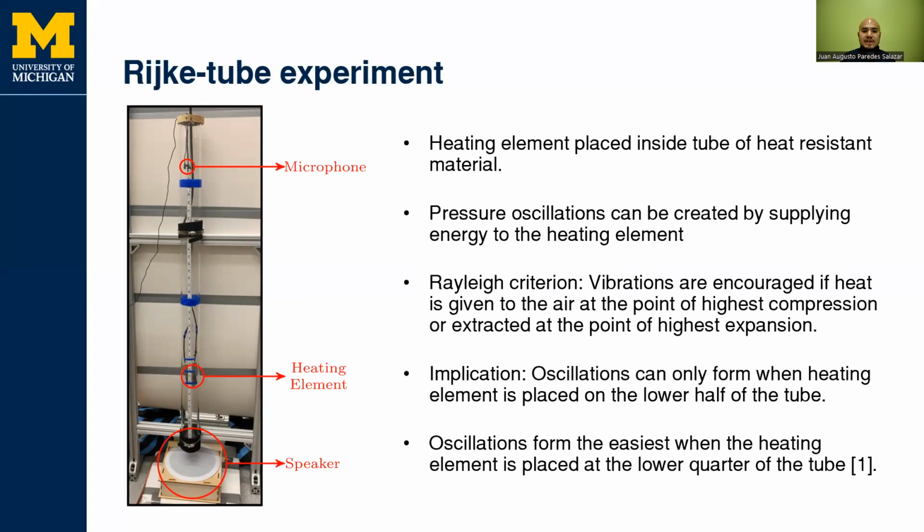The Rijke tube consists of a heating element placed inside a tube of heat-resistant material, such as metal or glass. Pressure oscillations can be created by supplying energy to the heating element. According to the Rayleigh criterion, vibrations are encouraged if heat is given to the air at the point of highest compression or extracted at the point of highest expansion. The opposite is also true. This implies that oscillations can only form if the heating element is placed in the lower half of the tube. Furthermore, this implies that oscillations form the easiest when the heating element is placed at the lower quarter of the tube. Reference 1 provides a more in-depth explanation of this.